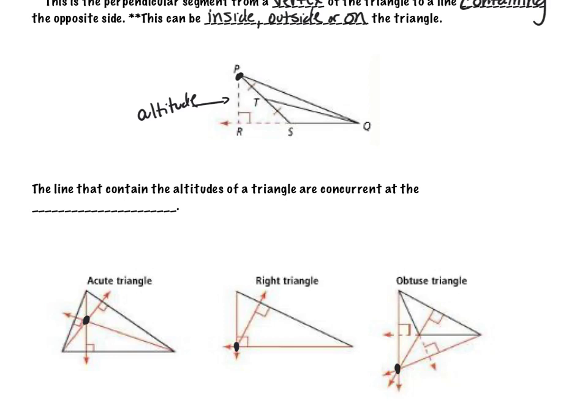So these 3, if you draw all 3 of your altitudes, they're going to meet at a point that we call the orthocenter. And so the orthocenter, if it's an acute triangle, is going to be inside, right there. Right triangle, it's going to be on the triangle, and these two are the altitudes. And an obtuse triangle, it's going to be outside the triangle. Okay?